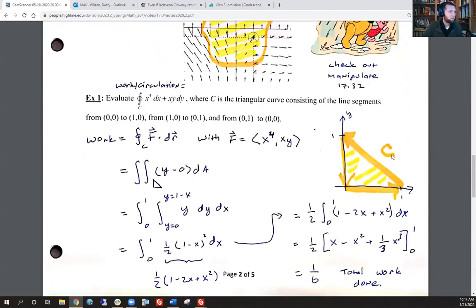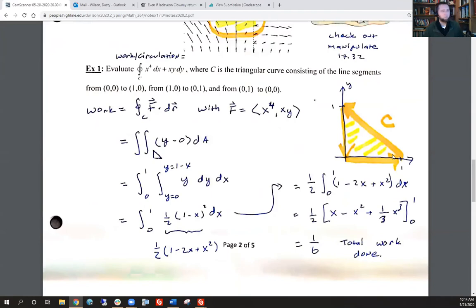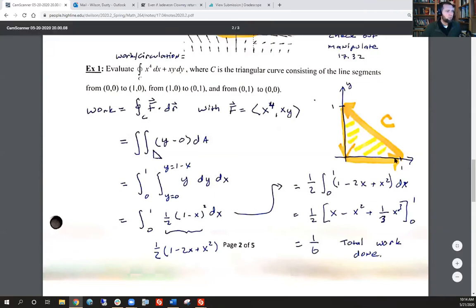All right, so let's just do an example. Example 1: we want to evaluate the work or the circulation of the line integral around the closed path of x to the fourth dx plus xy dy, where C is the triangular curve consisting of the 3 line segments from (0,0) to (1,0), from (1,0) to (0,1), and from (0,1) to (0,0). So let's work through that one on the doc cam.